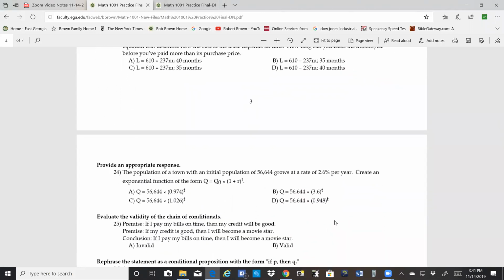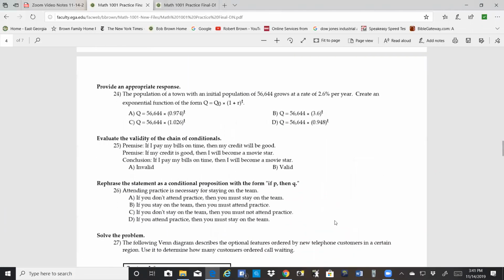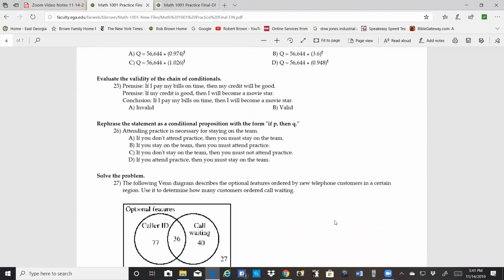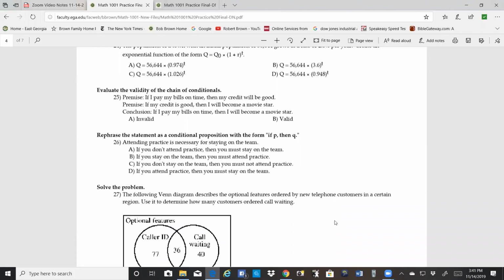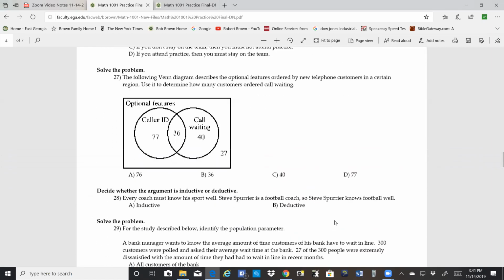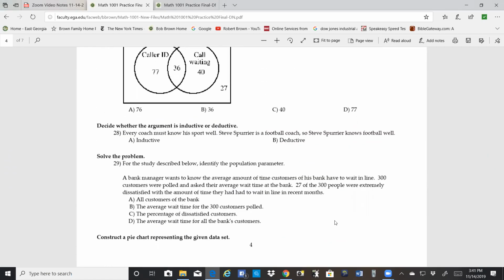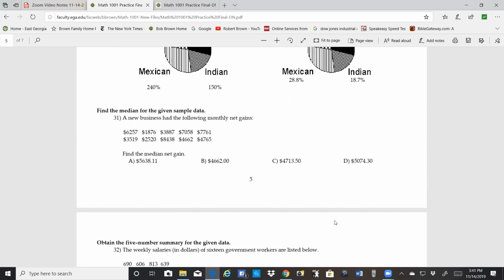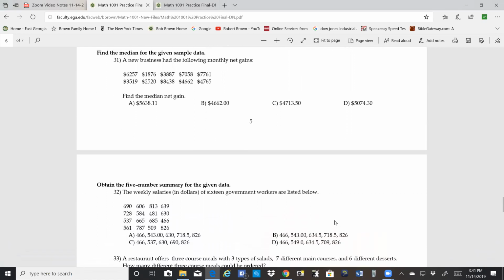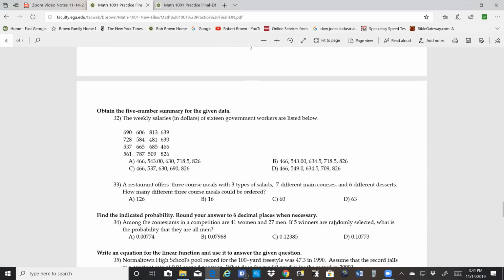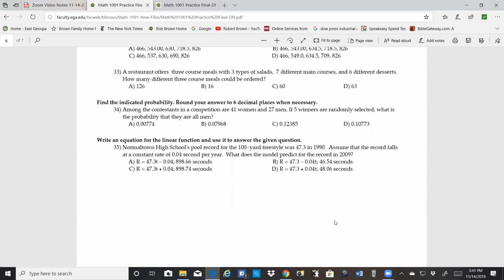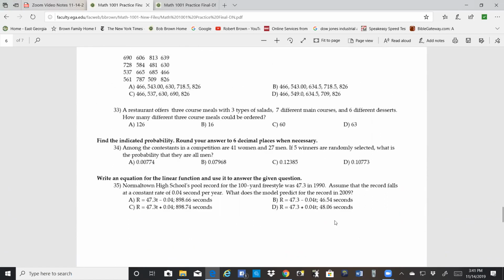Linear functions, exponential functions, growth and decay, validity of a chain of conditionals, which you'll be studying this week and next week, more Venn diagrams, and so forth, pie charts, calculating the median for sample data, finding the 5-number summary, some more counting problems, some more linear problems, and that's it.